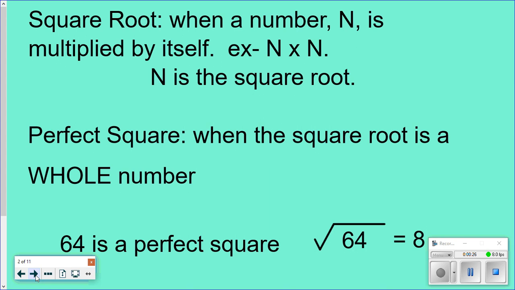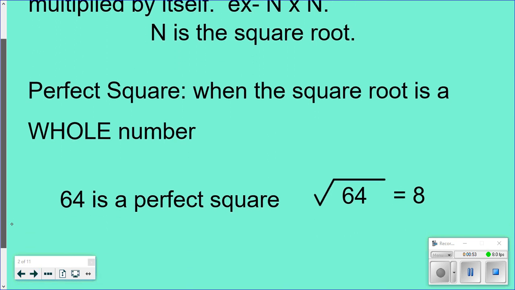All right, so a square root is when you take a number, and I just called it n, so it can be any number, and you multiply it by itself. Like if you take 3 times 3, you get 9. 9 would be a perfect square, and the 3 would be the square root. So the square root is the number that you're multiplying by itself. A perfect square is when the square root is a whole number.